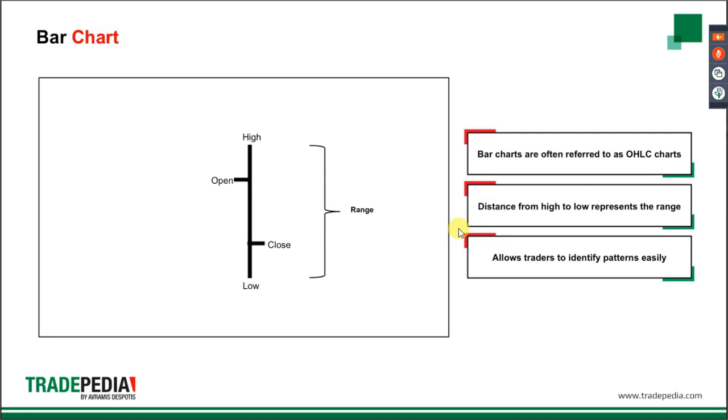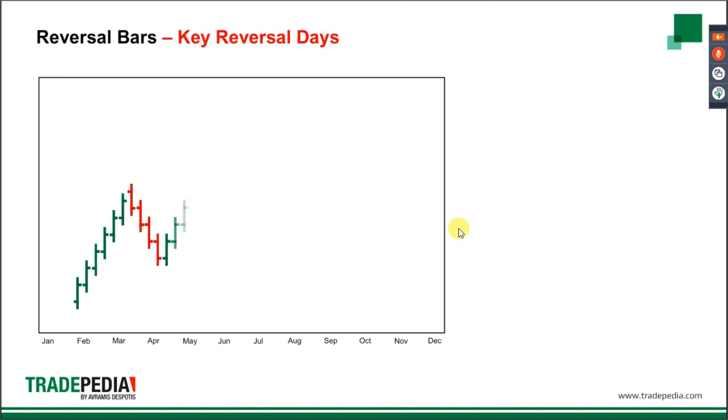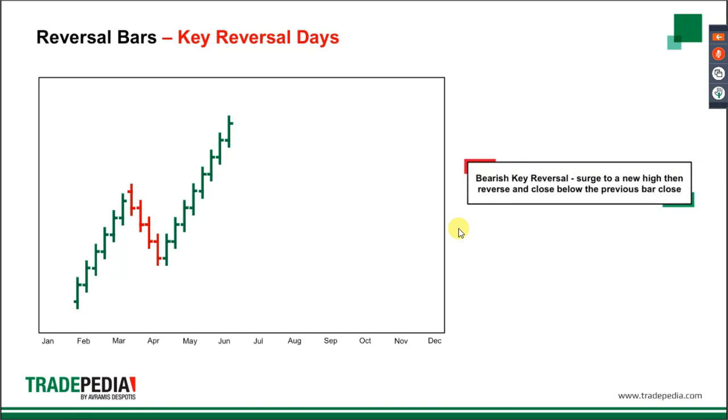It allows traders to identify patterns easily, so you can compare two consecutive bars. So we have reversal bars, or what we call key reversal days. For example, this is the bar chart. One of these patterns is the key reversal. So we have a bearish key reversal.